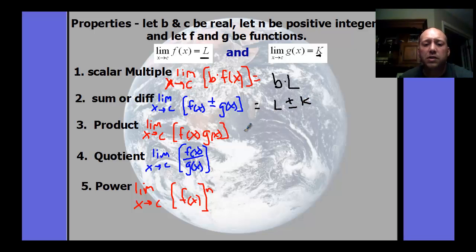So a lot of this is just common sense. For multiplying them, you would just multiply the two limits together. For dividing them, you would divide the limits, but you have to realize that k cannot equal 0 there. And then if you have a power, it would just be L to the nth power. And so these are common sense, but we will use this when you have two different equations or functions, you can break that up to help you find the limit.